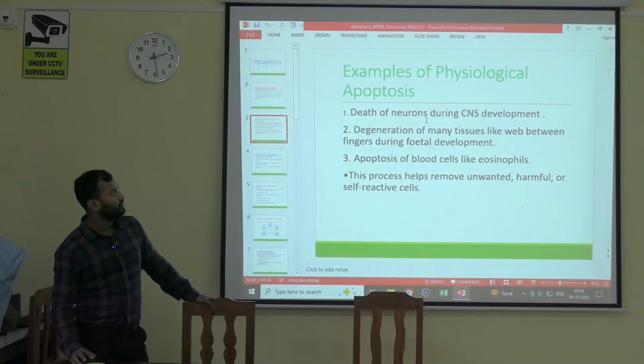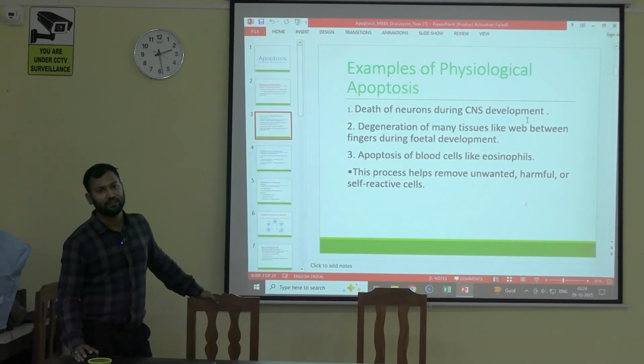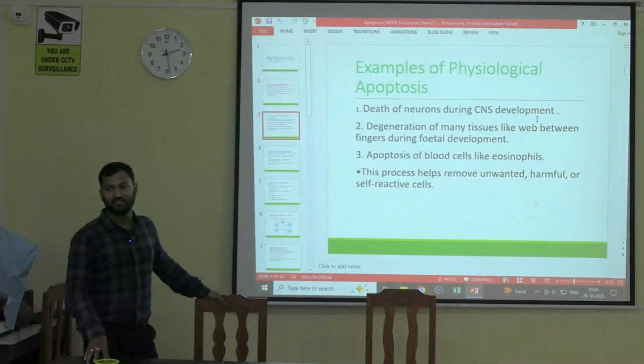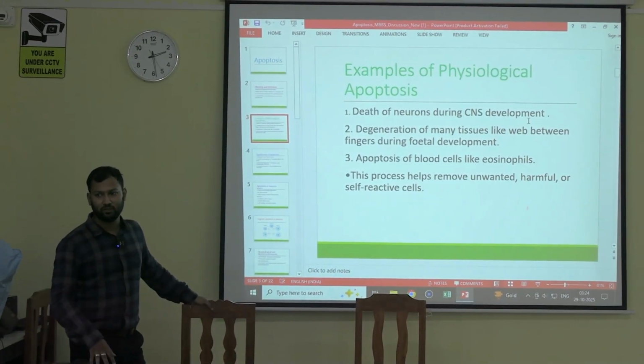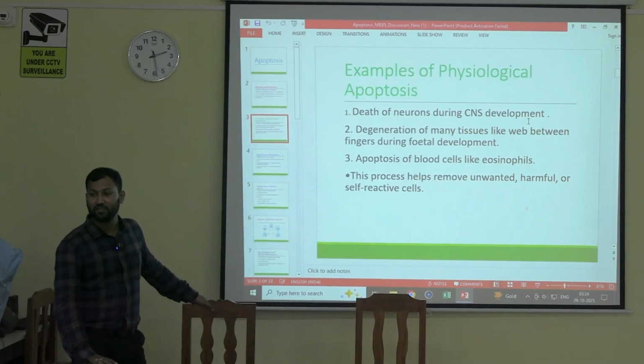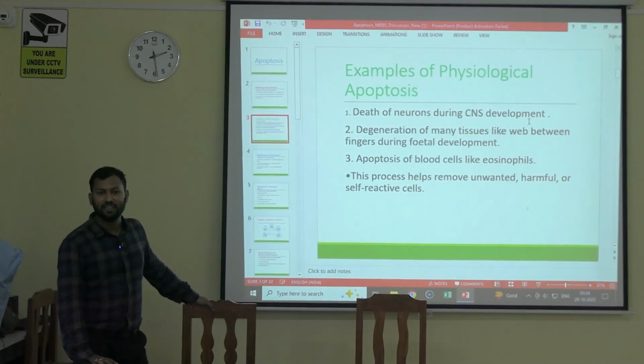One is death of neurons during CNS development. What do you mean by the CNS? What does it comprise? What things constitute the CNS? Yeah, brain and spinal cord.